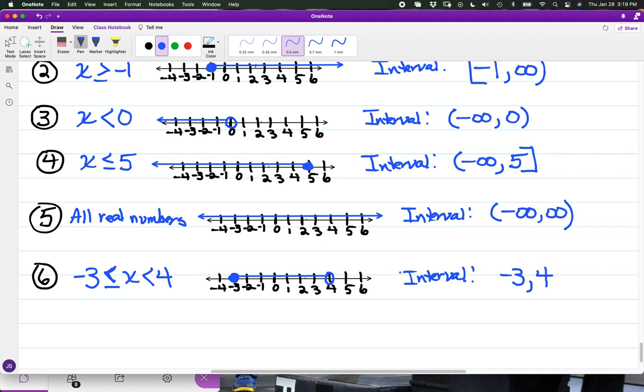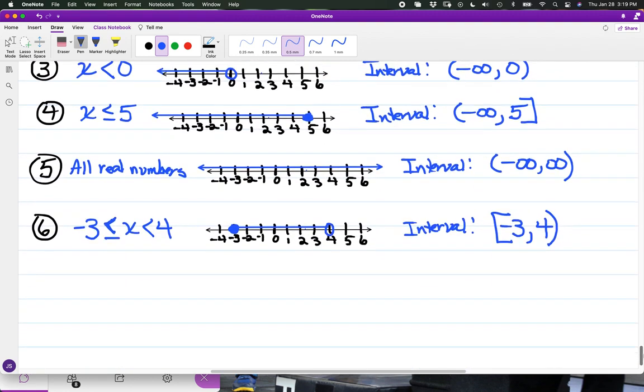Since -3 is included, we're going to have a bracket. Since 4 is excluded, we're going to have a parenthesis. So you can say that we're starting exactly at -3 and going out to like 3.99999, but never exactly getting to 4. Okay, so these are samples of what we have with inequality statements.